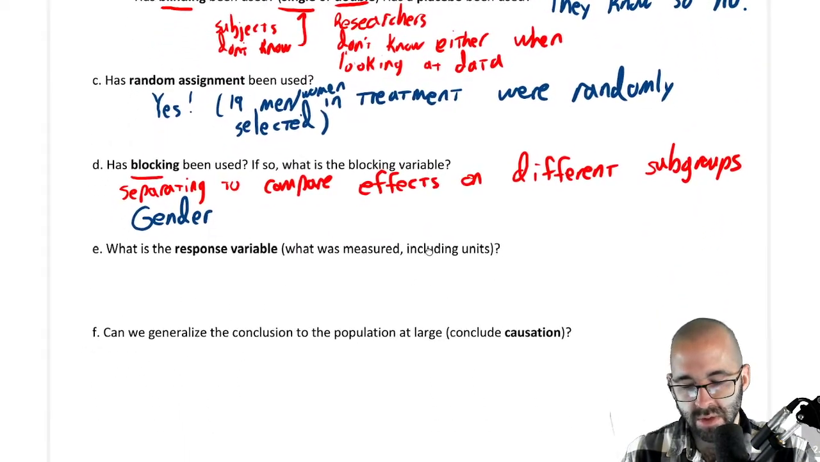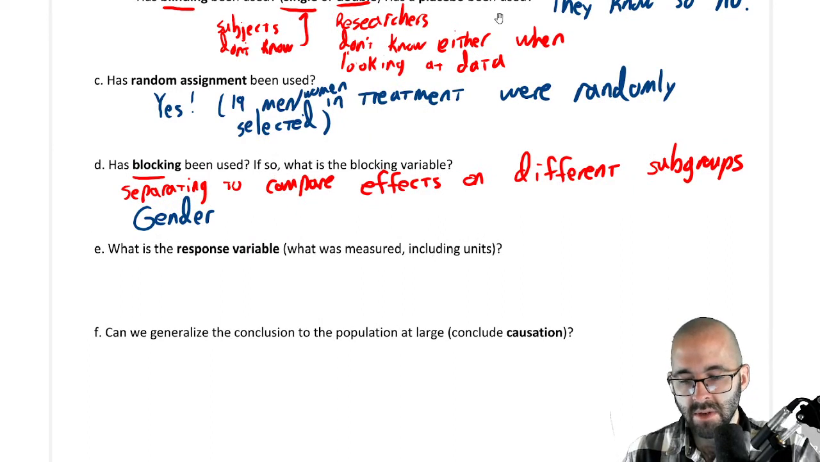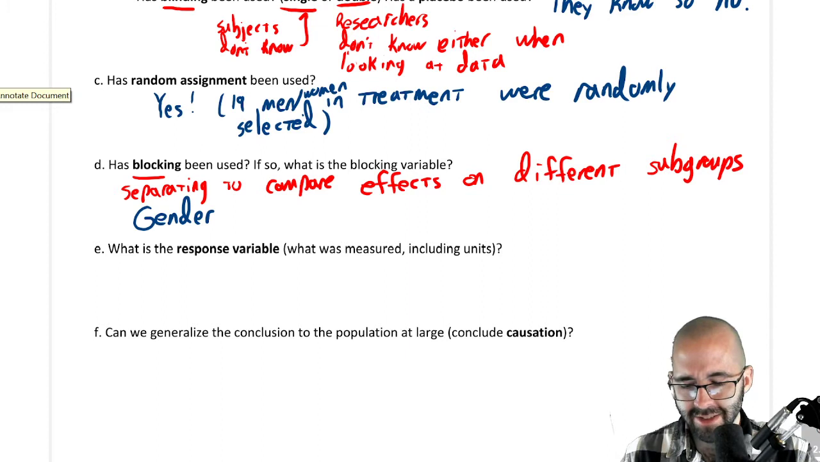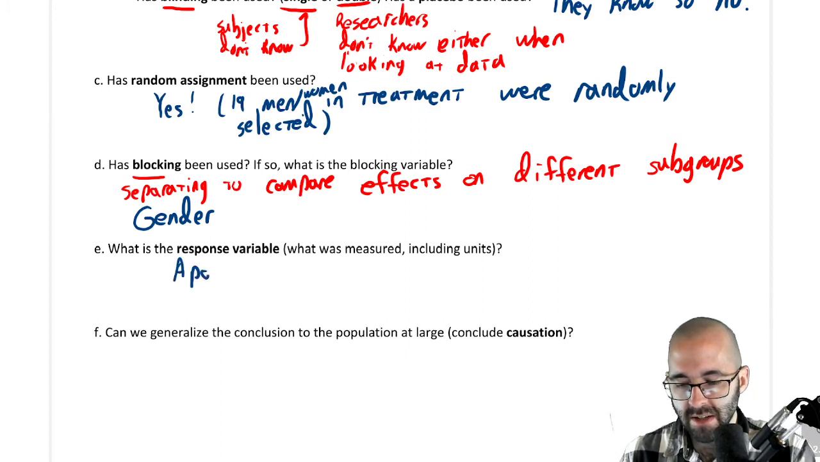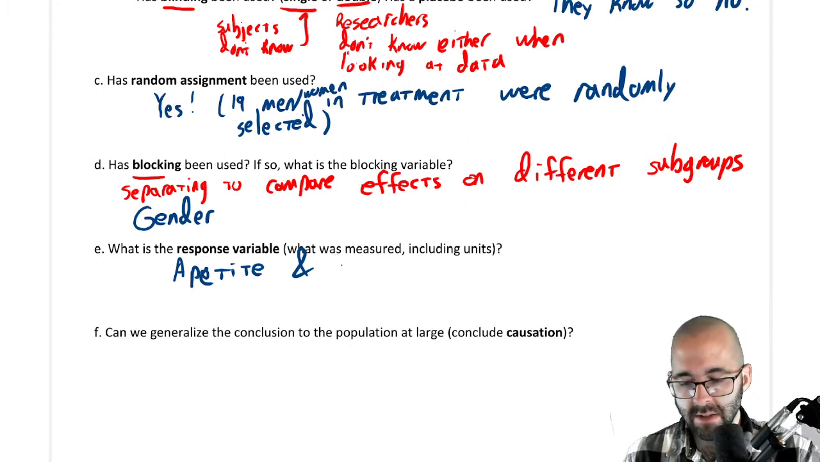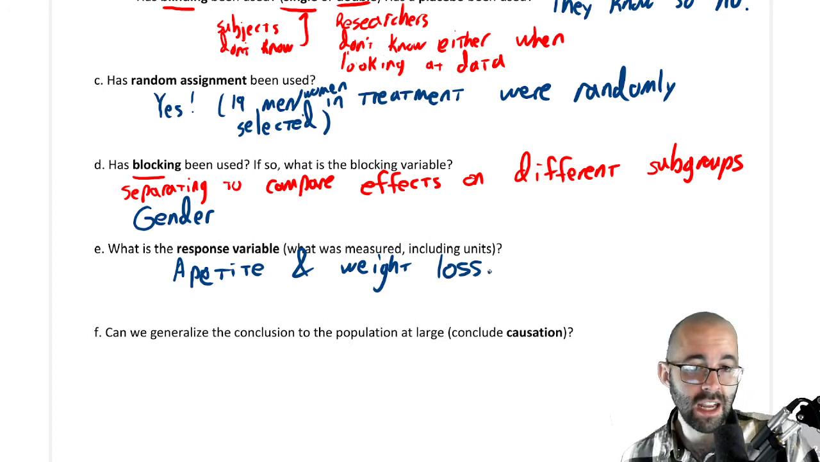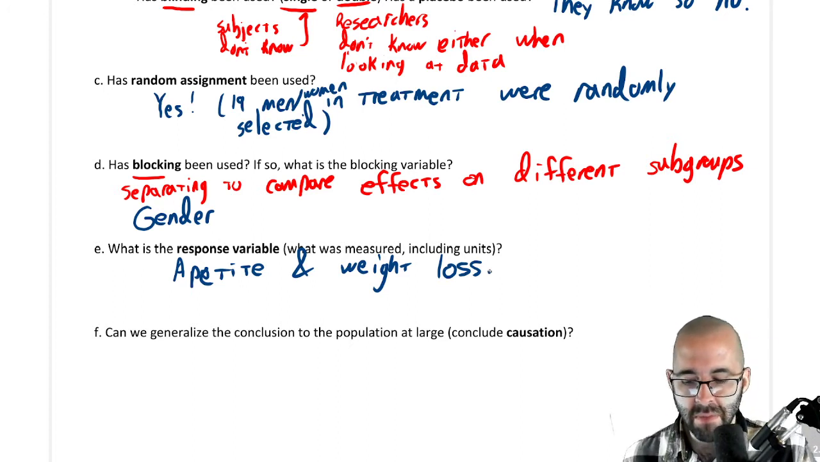All right, what is the response variable? Response variable is what is measured, which was appetite and weight loss. These are the things that the researchers were looking at for their conclusions, the things that they were measuring.